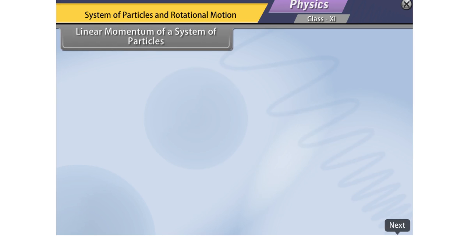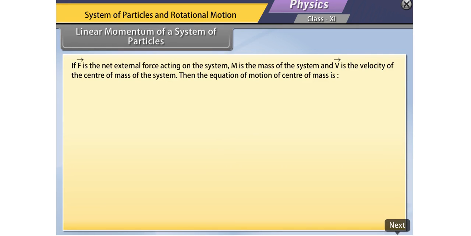Linear momentum of a system of particles. If F vector is the net external force acting on this system, m is the mass of the system, and v vector is the velocity of the center of mass of the system, then the equation of motion of center of mass is F vector is equal to d by dt of product of m and v vector.